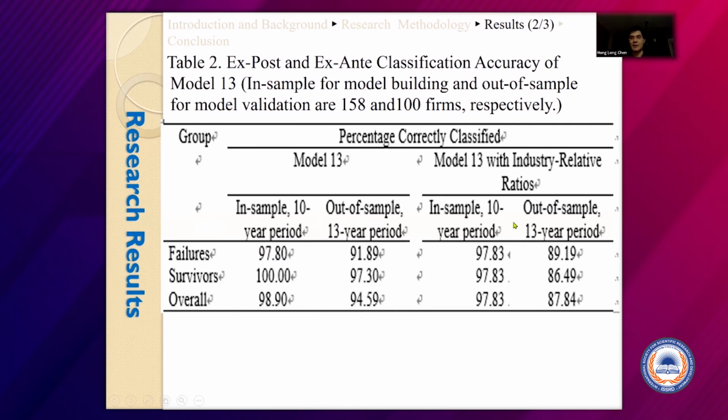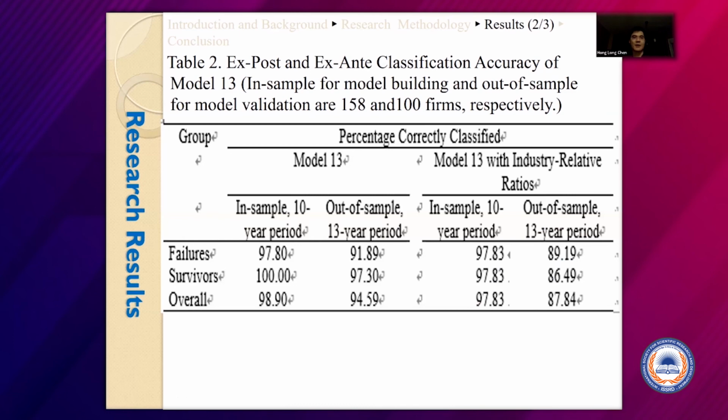When you look at the model with industry relative ratios, in-sample accuracy is a 10-year period. Likewise, it's 97.83. All of them are 97.83, and out-of-sample 13 years, for failures 89.91, survivors 86.49, and overall is 87.84. So basically, our proposed model outperformed industry relative ratios.